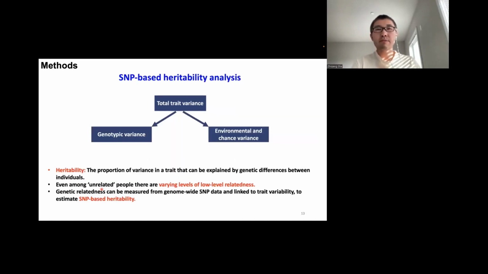And then we performed the SNP-based heritability analysis. So if you want to divide the variance of a given trait, we can get 2 components. So first, a component can be explained by the genetic factors, and another component can be explained by the environmental and other factors. So heritability is to estimate the proportion of the given trait that can be explained by all of the common genetic variants across the genome. And the genetic relatedness between individuals can be measured from the genome-wide data and linked to the trait variability and further estimate the heritability.